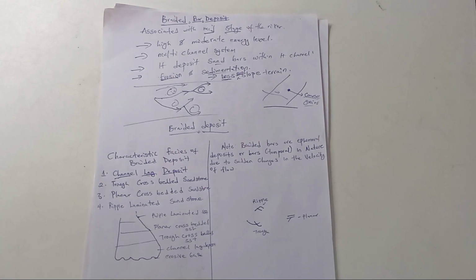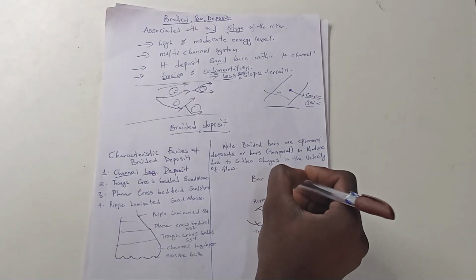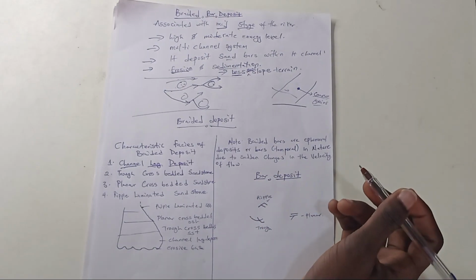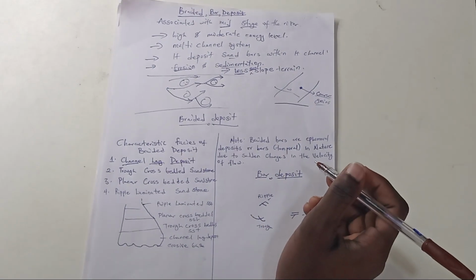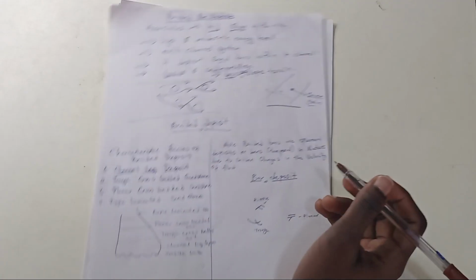Okay, so there's one thing you need to note for braided bars deposits: they are ephemeral. Ephemeral deposits. The kind of deposits that happen in a braided bar, we call them braided bar deposits. You can call them bar deposits. Okay, so those are the things that happen for braided bars.